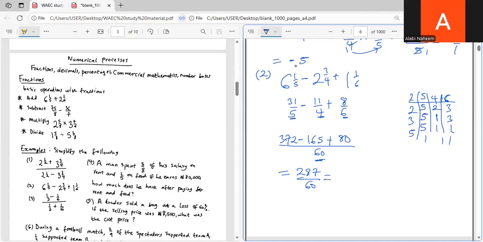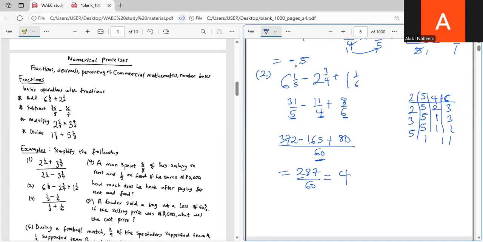So let's divide 287 by 60. So you have something like 4.78333. So that means the whole number part there is what? Is 4. Anytime you divide 287 by 60 and you have 4.78333, that means that 4 there is the whole number part. What do we now do next? To know the remainder, what do we do?